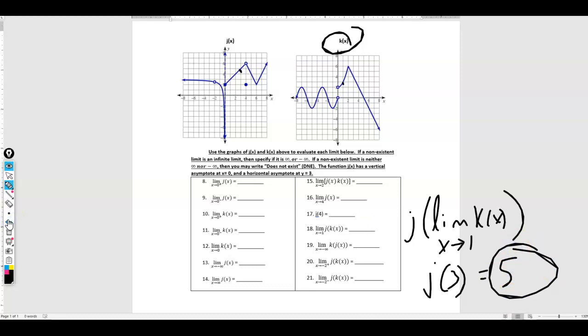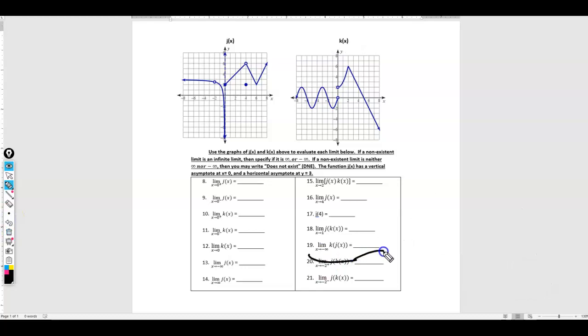Take a look at another one. Same thing on number 19. We're going to start by taking that limit and sliding it to the inside piece.